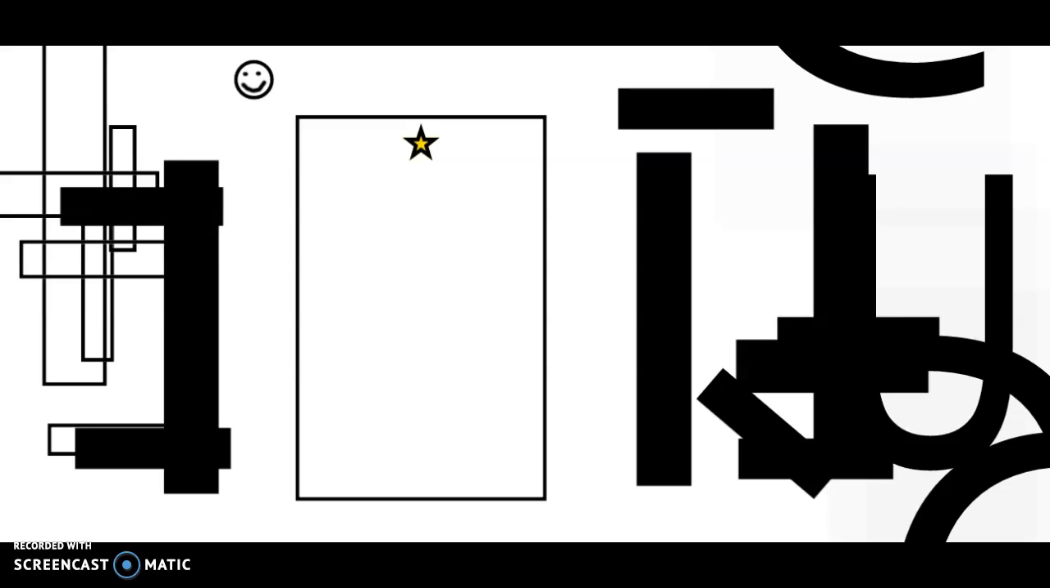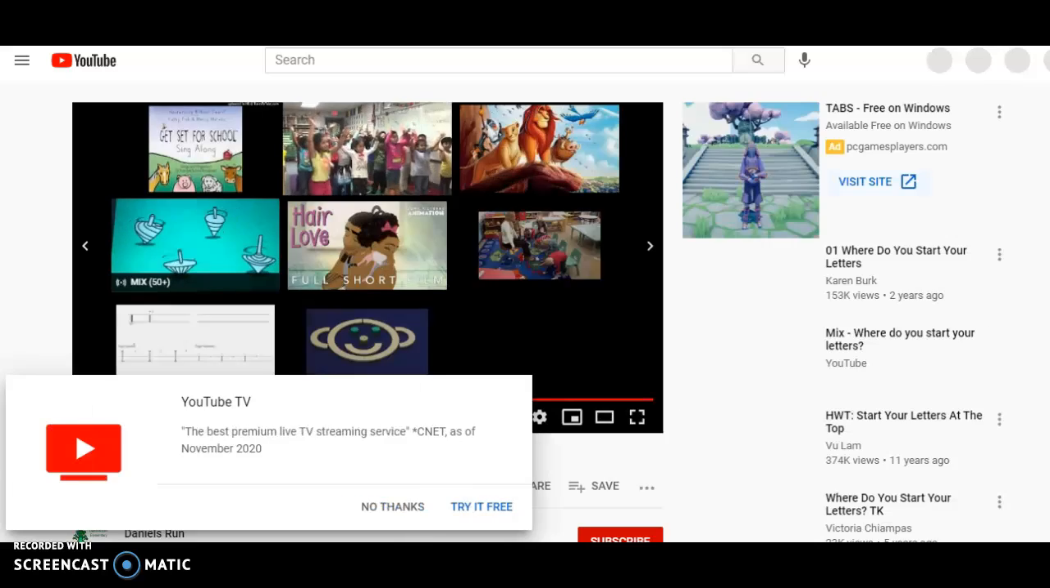Where do you start your letters at the top? Woohoo! If you want to start a letter, then you better remember to start it at the top. Is this the top? Middle. Is this the top? Top. Where do you start your letters at the top? How's that?